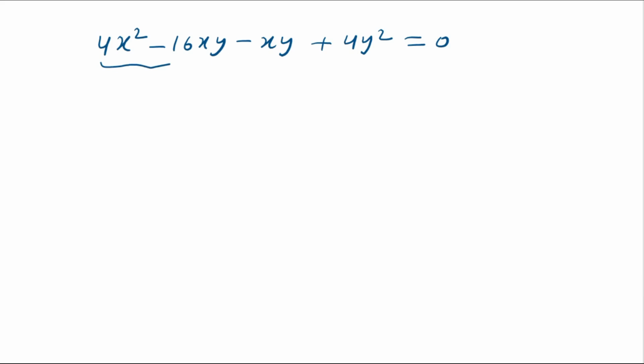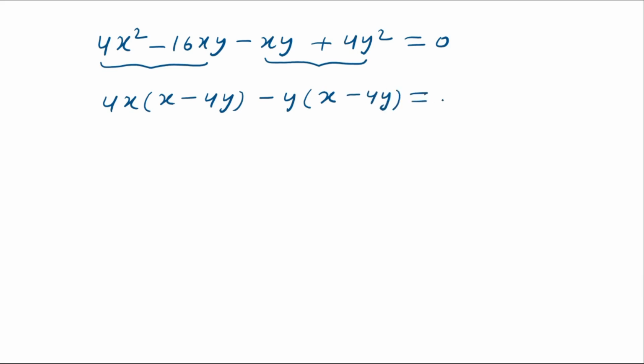Look carefully at the first two terms and then the last two terms. If we take common 4x² divided by 4x, then you will get x, minus 16xy divided by 4x, then you will get minus 4y. And look carefully at the last two terms. If we take common minus y, then −xy divided by −y gives x, and 4y² divided by −y gives −4y, and this equals 0.